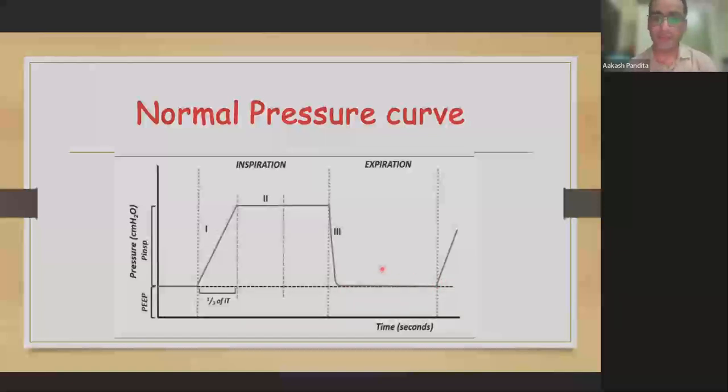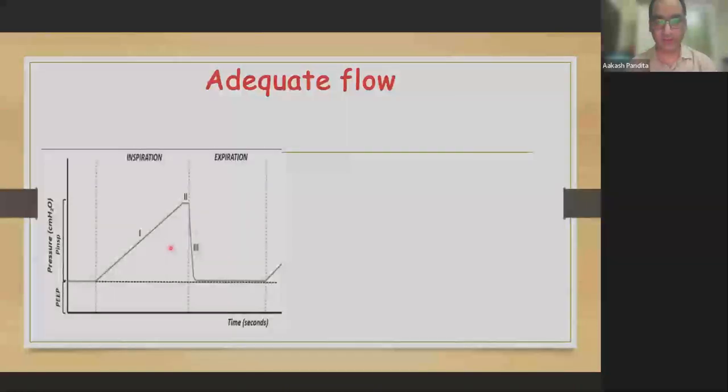Usually, this curve is important to know whether the flow is adequate or inadequate. Usually, the plateau should be reached within one third of the inspiratory cycle. So, from this point to this point is the TI. So, this peak should be reached usually within the first one third of the TI. Subsequently, in this picture, we discussed that the plateau should be reached within the first one third of the TI.